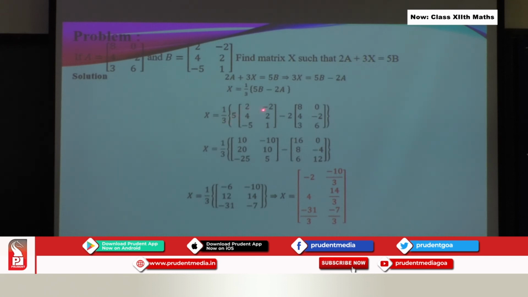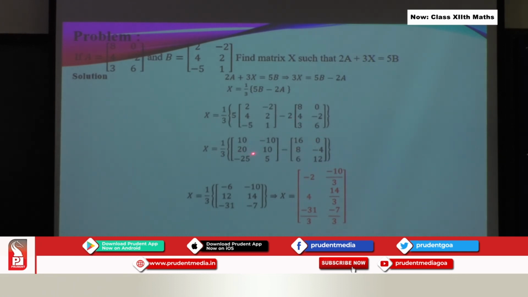So 5 will go to each entry and get multiplied. See, 5 into 2, that's 10. 5 into minus 2, that's minus 10, and so on. In the same way over here, 2, not minus 2, I am multiplying 2 inside. So 2 into 8 is 16. 2 into 0 is 0. 2 into 4 is 8.